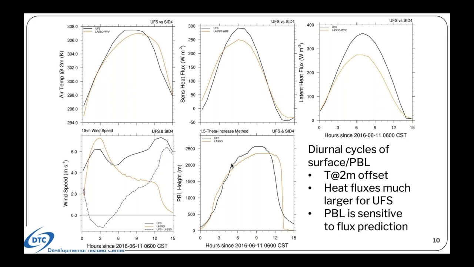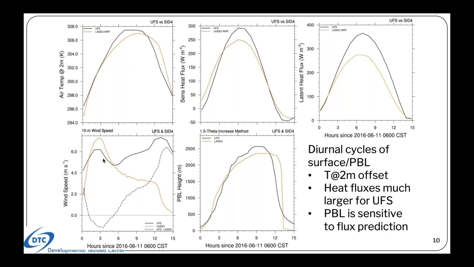If we look at the 2 meter air temperature and, to a certain extent, the sensible heat flux at the surface, those are offset somewhat diurnally compared to the LASSO. We also see that both the sensible and latent heat fluxes are much larger for our UFS than our LASSO. Despite our PBL mainly being cooler for our UFS, we actually see that our UFS surface temperatures are warmer than LASSO throughout the day, which does match fairly well with what we see in our fluxes.